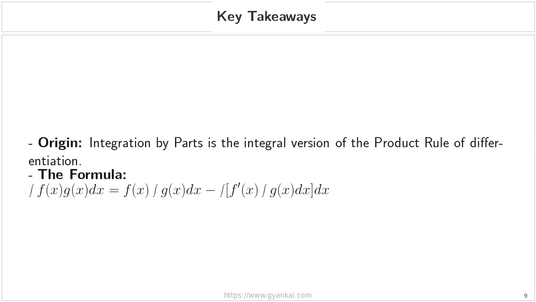The integral of f of x times g of x with respect to x, and I'm saying that as integral from f x times g x dx, is equal to f of x times the integral of g of x with respect to x. That's f x times integral g x dx minus the integral of f prime of x, that's the derivative of f of x, times the integral of g of x with respect to x, all with respect to dx. It looks a bit intimidating, but we built it up step by step from the product rule, so hopefully, it's starting to make sense.